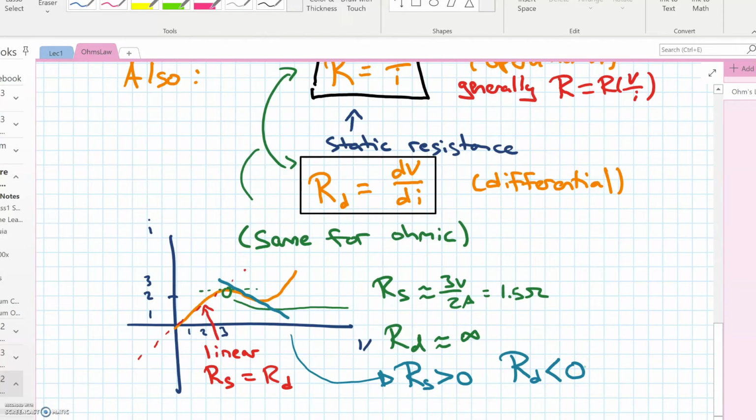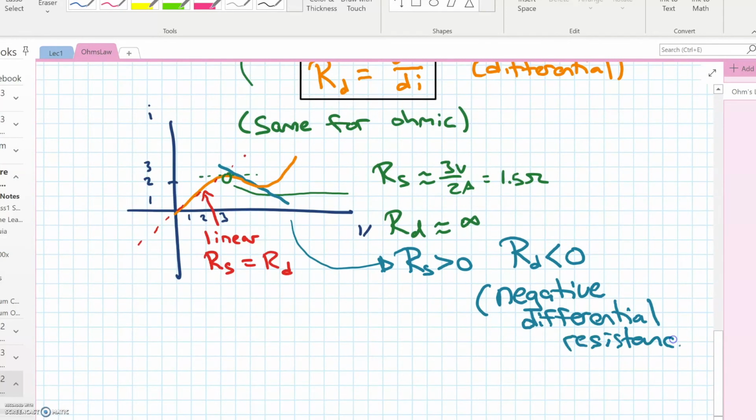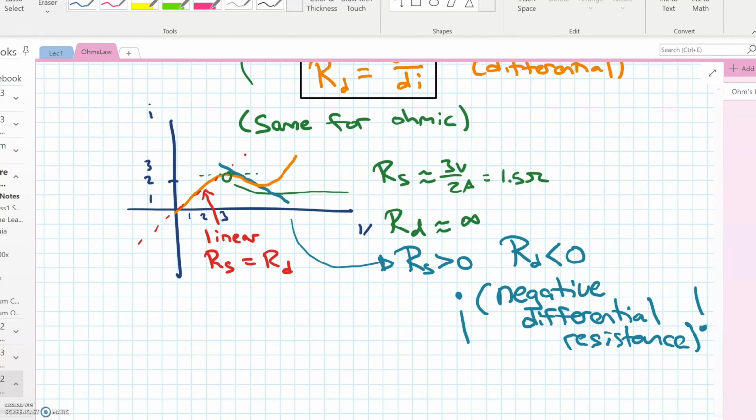So we have a differential resistance which is less than 0. We have a negative differential resistance. That's pretty surprising, but it is a way that you can have a negative resistance. And this isn't science fiction. There are many devices that have a negative differential resistance.